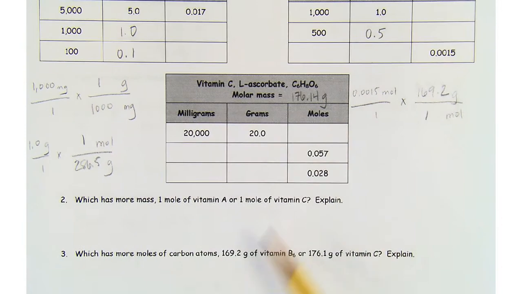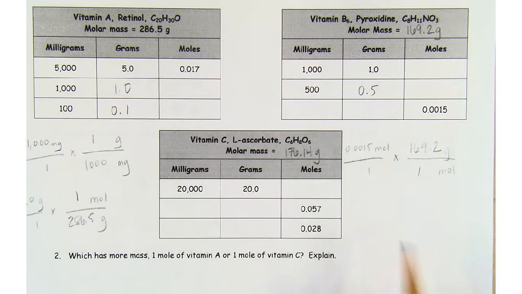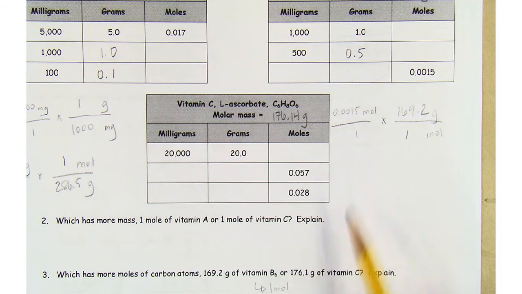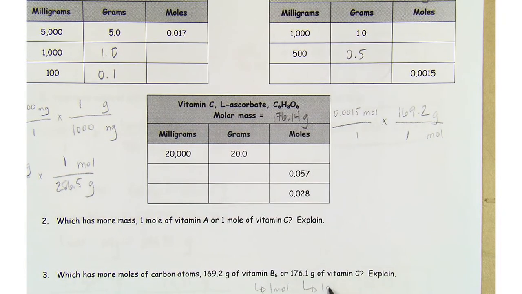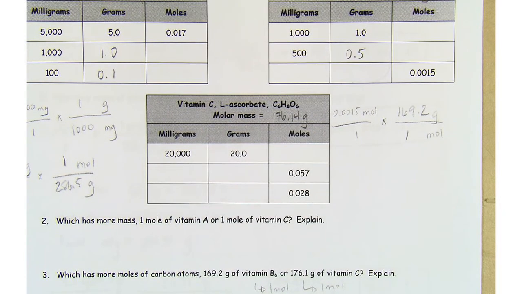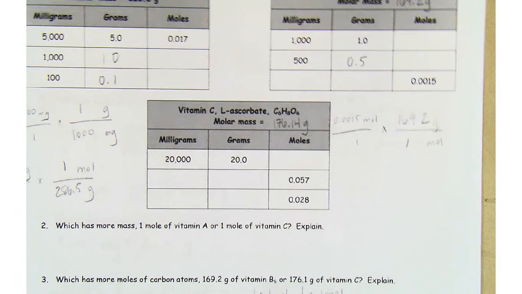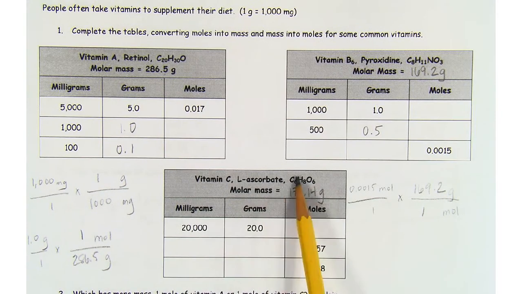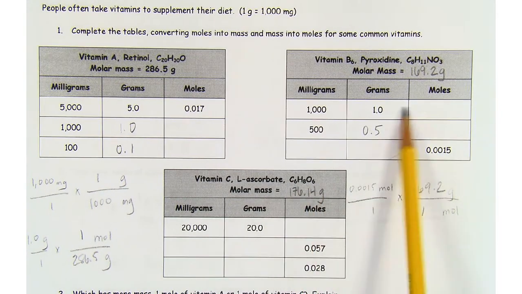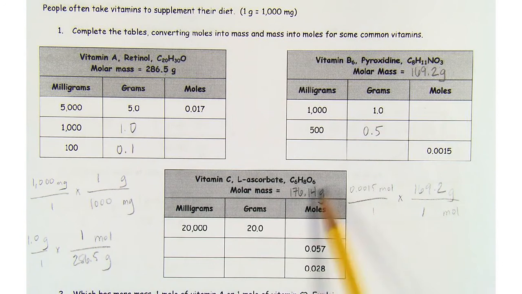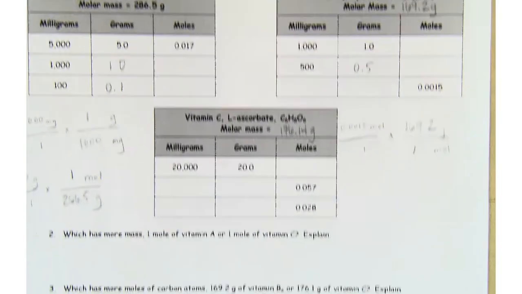Notice 169.2, those grams are the same. That means this is 1 mole of vitamin B6, because this is the mass of 1 mole. Okay, 176.1 for vitamin C. Oh, same. So here we're also talking about 1 mole. So if you have 1 mole of each, which has more carbon atoms? This is where you're going to have to look at the chemical formula to answer this question. Which will have more carbon atoms?